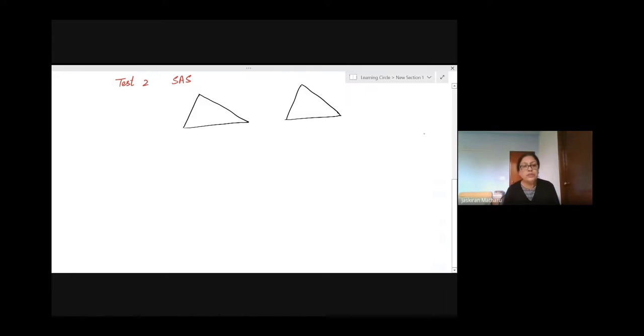Second test for congruency is SAS. That means 2 sides must be equal in size and the included angle must be equal. So when we look at these triangles, ABC and PQR, let us say that side AB is equal to side PQ and side BC is equal to side QR. The included angle between these 2 sides in each case is angle B over here and angle Q over here.